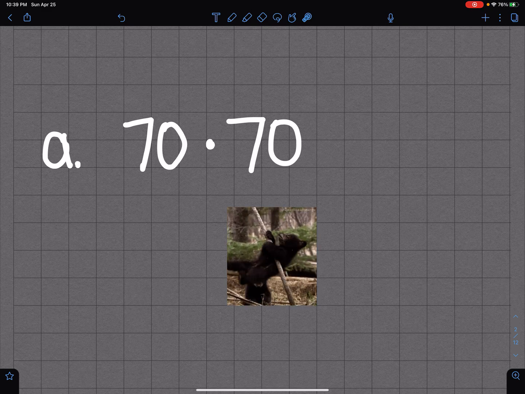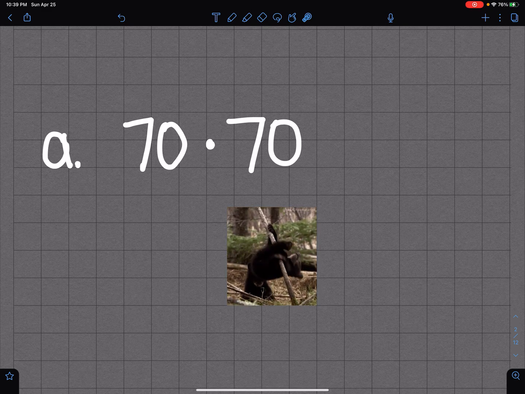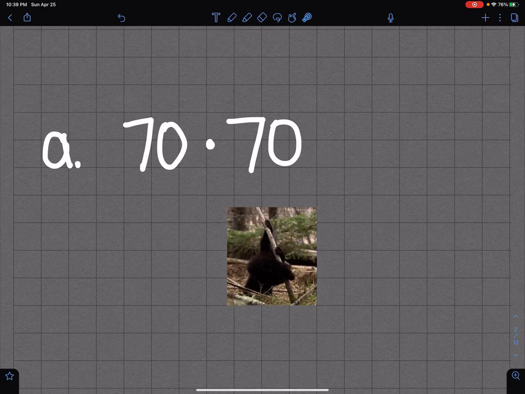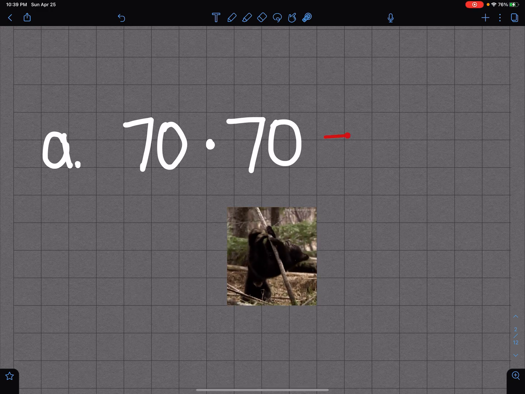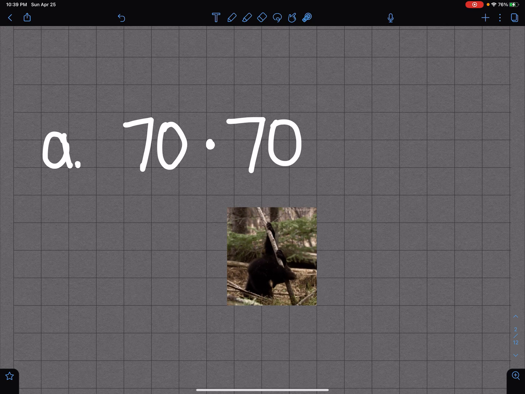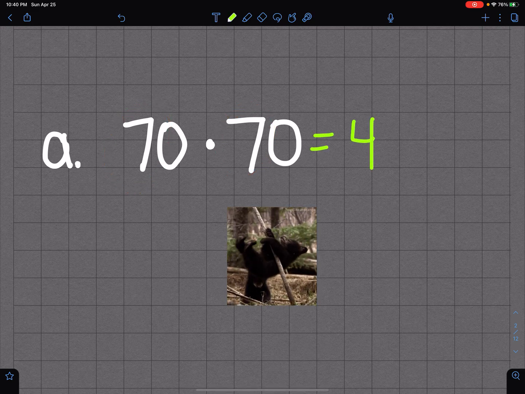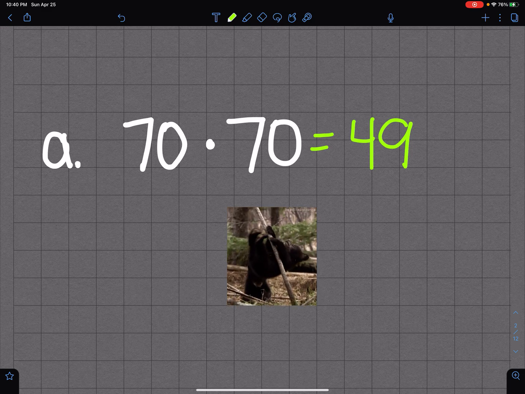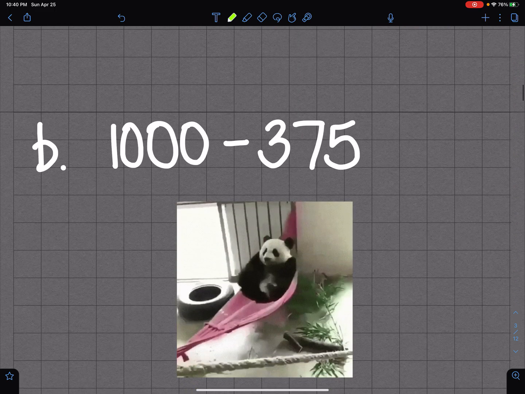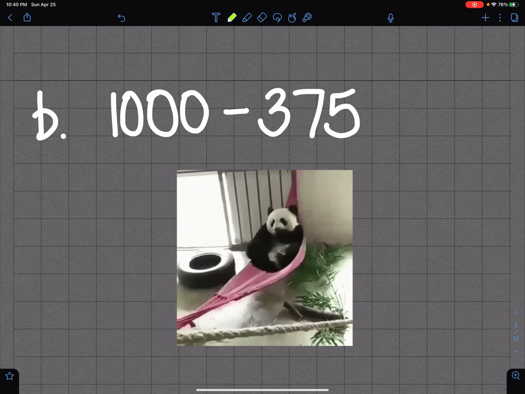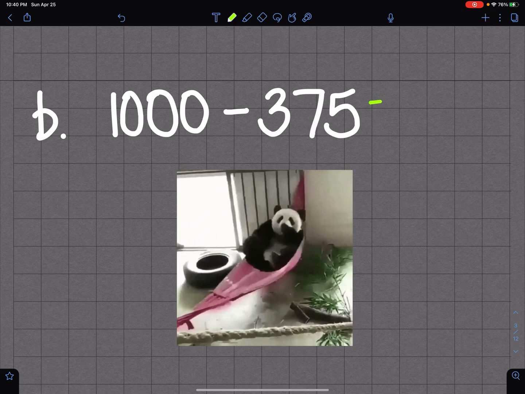We are going to see some really cute pictures of bears while we do the rest of mental math. Here we go. What is 70 times 70? Danny and I just learned how to do these problems, but you already know how to do them. We multiply the digits first, so 7 times 7, and then count the number of zeros and add those to the end. B, what is 1,000 minus 375?